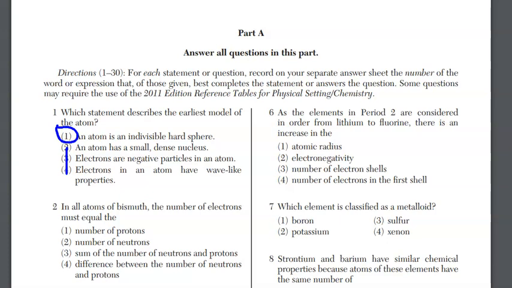For number 2, all atoms of bismuth, the number of electrons must equal. If you have an atom, remember atoms are electrically neutral. Your electrons are negatively charged, your protons are positively charged, and your neutrons, you can say they're neutral or they have no charge. So what does it mean when atoms are neutral? The number of electrons must equal the number of protons.